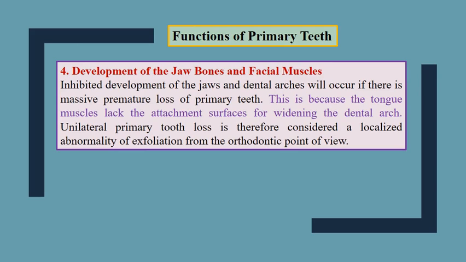Unilateral primary tooth loss is therefore considered a localized abnormality of exfoliation from the orthodontic point of view. Inhibition of development can occur in the case of premature loss of primary teeth.